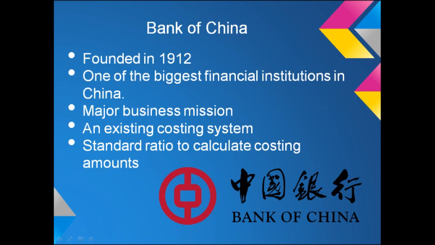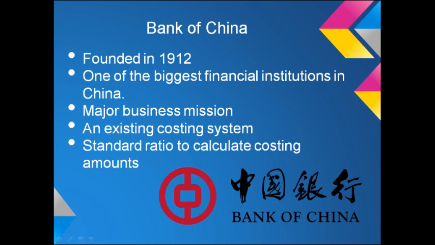Bank of China is one of the biggest financial institutions in China. Founded in 1912, it has operated for 96 years. In the domestic area, the bank has more than 1,000 branches. The branch we explored has an existing costing system.